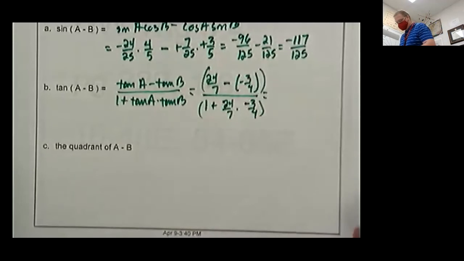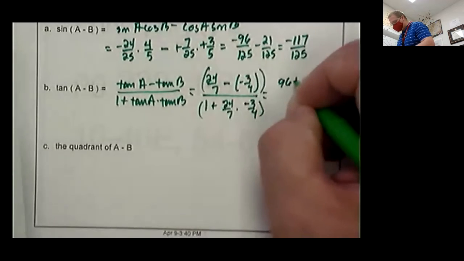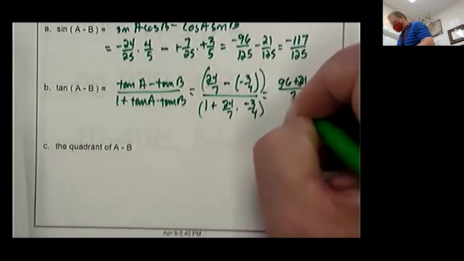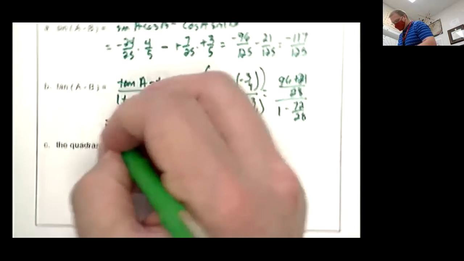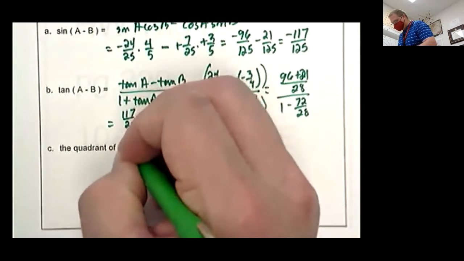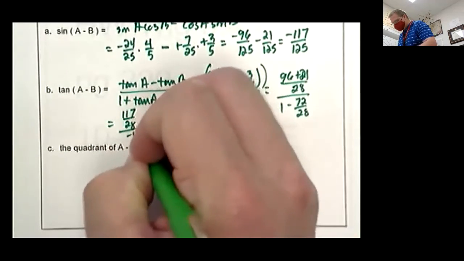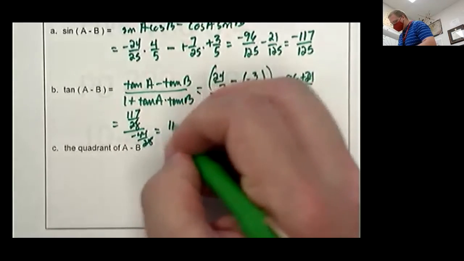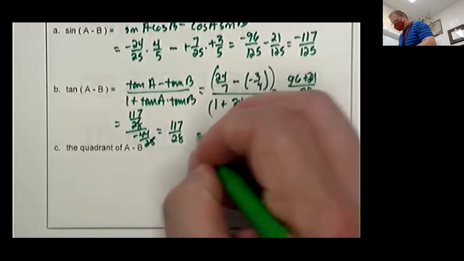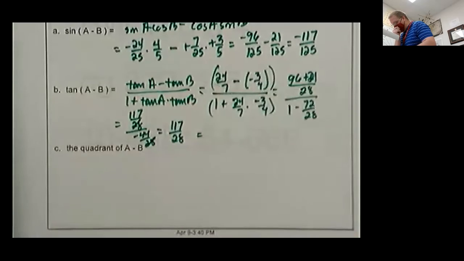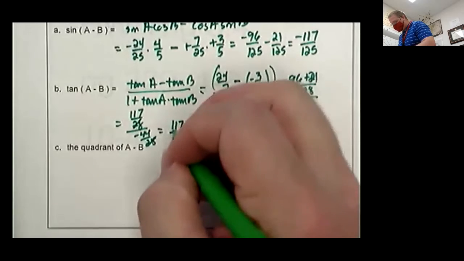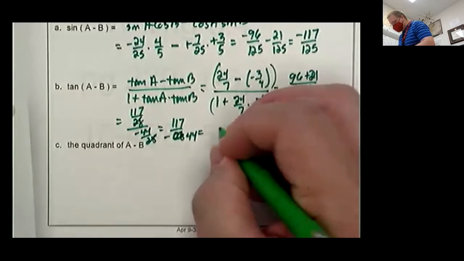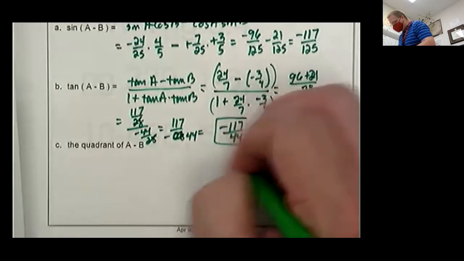What you should get there, if you do this separately, is 96 plus 21 over 28 if you use crisscross smiley face, and 1 minus 72 over 28, which gives you 117 over 28 all over negative 44 over 28. The 28's cancel. And so we get 117 over, negative 44. Therefore, our answer is negative 117 over 44.